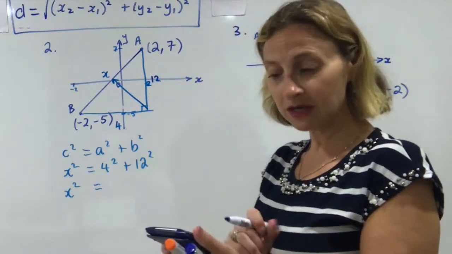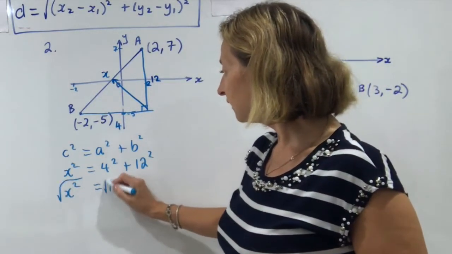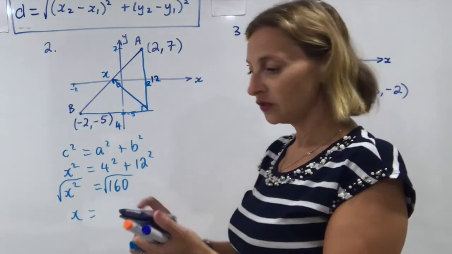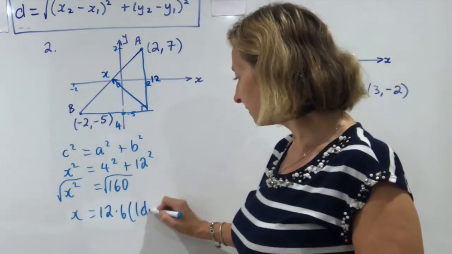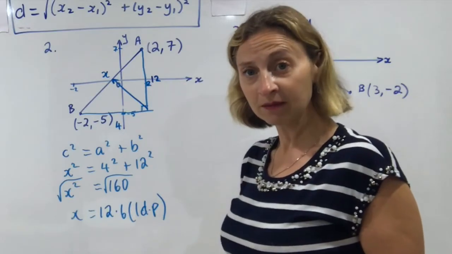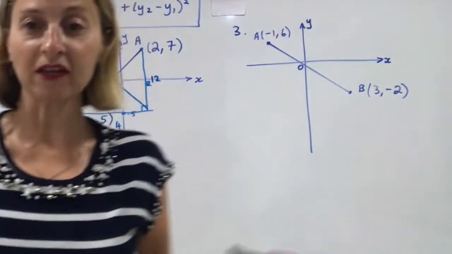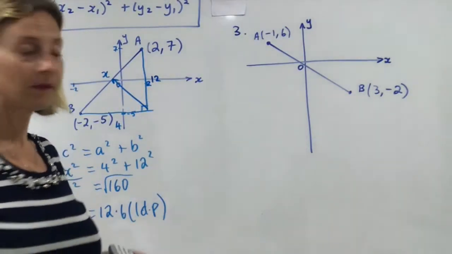If you can't do it in your head, use your calculator. You have 160, and then you find the square root of both sides. And at the moment, I'll just do them to 1 decimal place. So that's 12.6 to 1 decimal place. Everybody following so far? Really, I haven't shown you anything new yet. This is all Year 8 work. It's just finding the distance of 2 points on a coordinate axis.